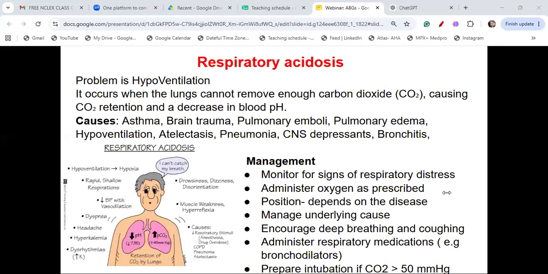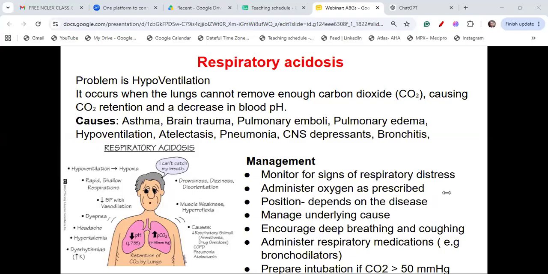So respiratory acidosis. Here the main cause is hypoventilation. Think about any disease that affects the lung directly, or that may affect the central nervous system, where breathing is controlled from. It occurs when the lungs cannot remove enough carbon dioxide, hence causing CO2 retention and a decrease in blood pH. The causes you must remember. It is a must to remember the causes. I said look at any respiratory disease.